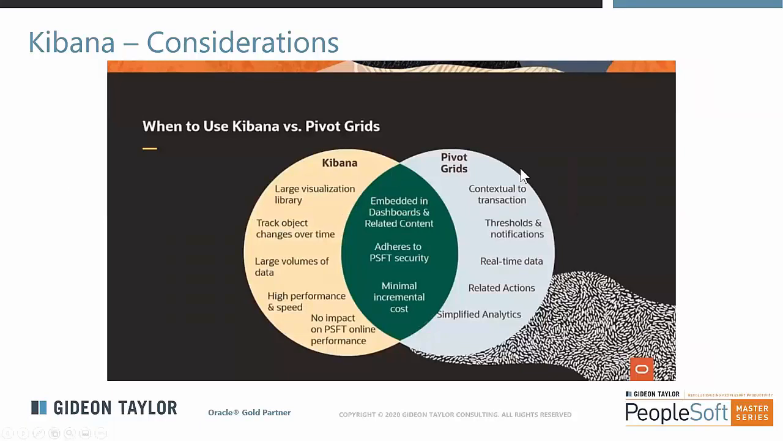There's some overlap here between Kibana and pivot grids, some things that you would lean to one over the other. One thing to keep in mind is that pivot grids are typically real-time data, whereas Kibana is working off of an index that is not real-time. So you can refresh that index, but Kibana is great for large volumes of data because it's going to give you a lot of performance and speed. Think Google searching, and it's not going to impact your PeopleSoft performance because it's on a separate server. With 8.58, it does not add a lot of cost to use that.